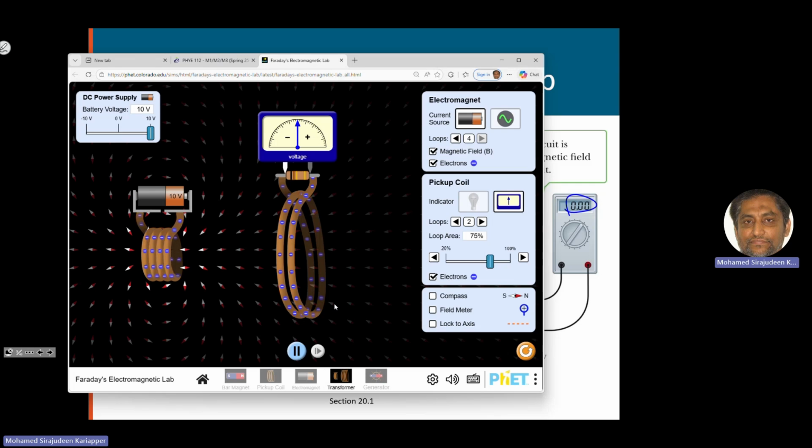So he concluded from this experiment, he's a very good experimentalist, with very sharp observation, that whenever the magnetic field is changed through the coil, there is an induced voltage or induced EMF.